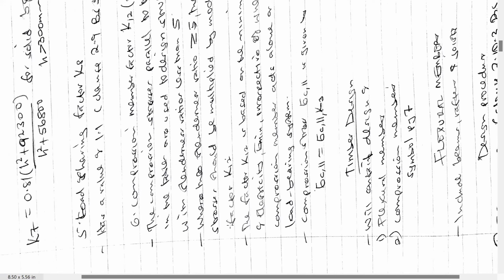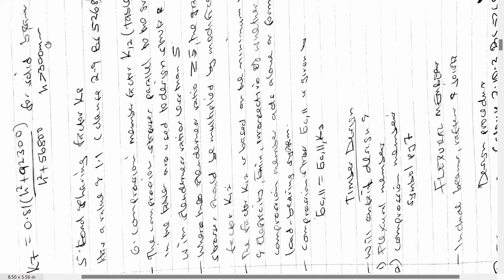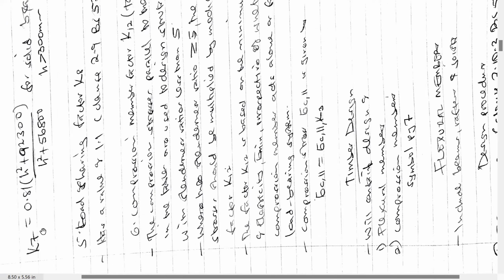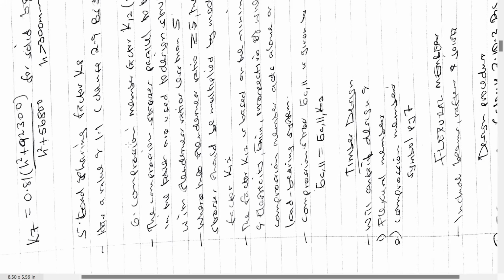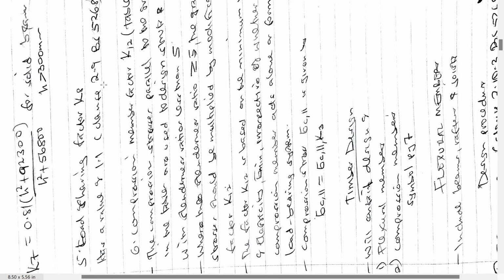And then you find that we have some cases whereby maybe your section depth is more than 300 millimeter, and then in such a case, our depth factor K7 will be 0.8 into h squared plus 92,300, which is a constant, divided by h squared plus 56,800, which is also a constant. Then we have another K factor called load sharing factor K8. So this load sharing factor K8 has a value of 1.1. It's found in clause 2.9 of BS5268.